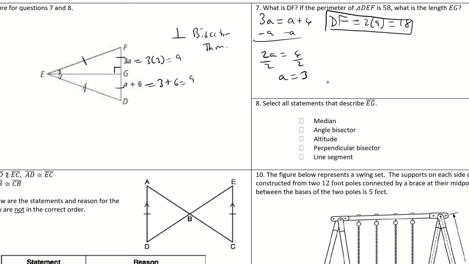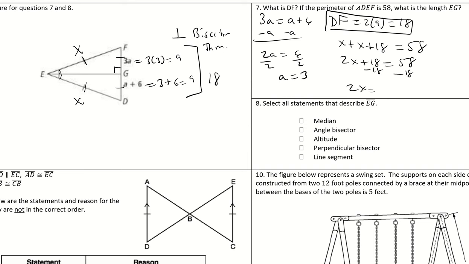Okay. If the perimeter is 58, what is the length of EG? Well, now we know that this is 18. And then we know that these are the same, right? So let's call those both x. So for the perimeter, we would have to add these three sides: x plus x plus 18. That's the perimeter. But we know that the perimeter is 58 because they told us. So that's our equation, and we can use that to solve for x. So we have 2x plus 18 equals 58. And then we'll subtract 18 on both sides. So 2x equals 40. And so x divided by 2, so x is 20.